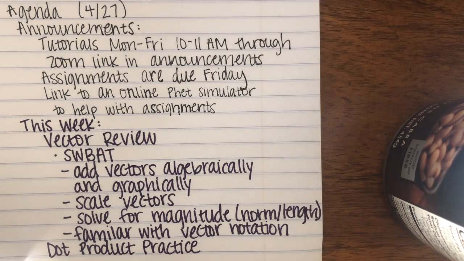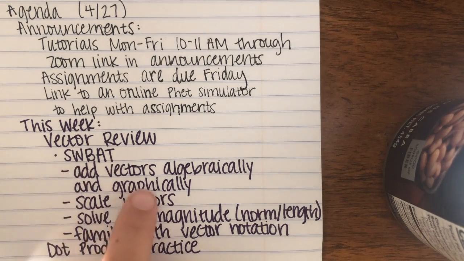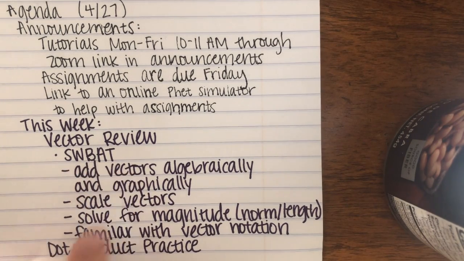And then this week, you're responsible for a vector review. I just want you to know that you should be able to, which is what this SWABOT stands for, is students will be able to add vectors algebraically and graphically, scale vectors, solve for the magnitude, norm, and length, and be familiar with vector notation. We also started working with vectors in real-world scenarios, but that's something that we should always be able to attach math to.